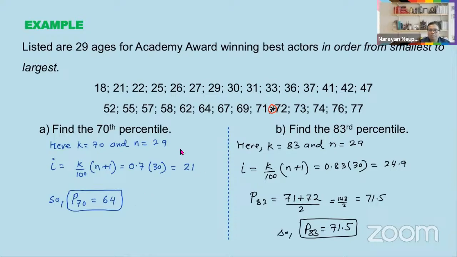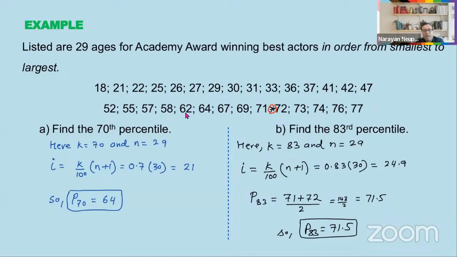Now, what we said is, if we look here, look at the screen. When you do this math, we get P70 is equal to 64. That means 64 is the 70th percentile. So for 64, K is equal to 70, right? Now, similarly, if this number is given, what percentile is 62? If the question is what percentile is 62, that means what is the value of K? That is the question, okay?